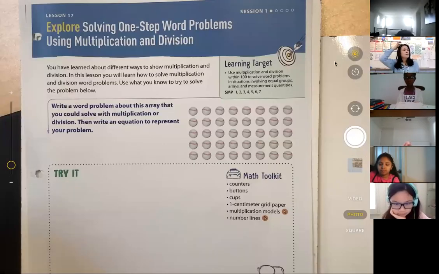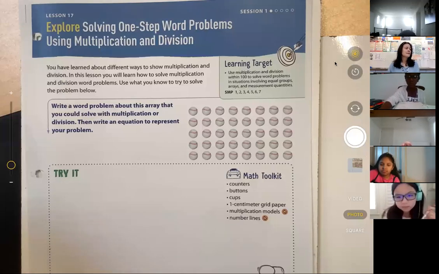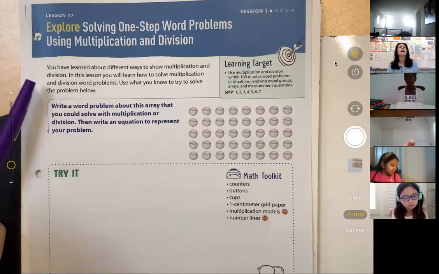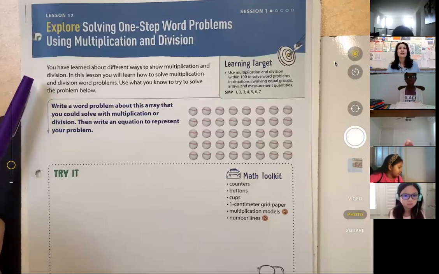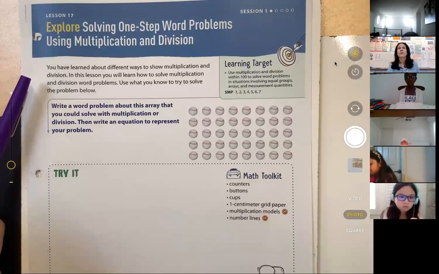All right, everyone. So again, we are on page 359, starting lesson 17, solving one-step word problems using multiplication and division. Starting up at the top here, it says, you have learned about different ways to show multiplication and division. In this lesson, you will learn how to solve multiplication and division word problems.